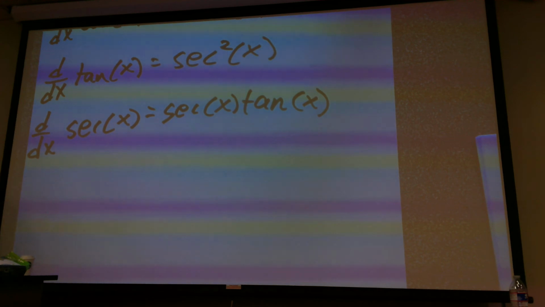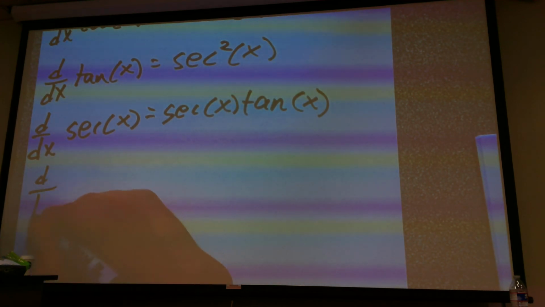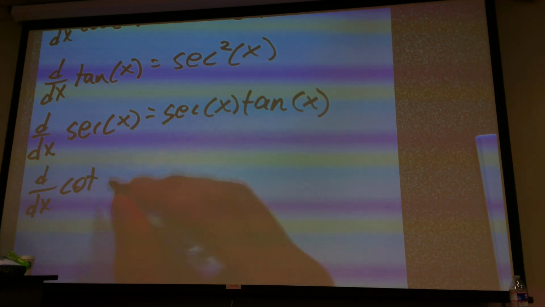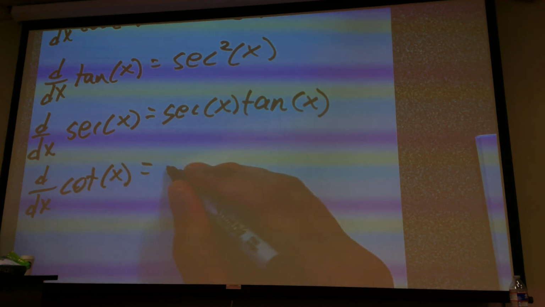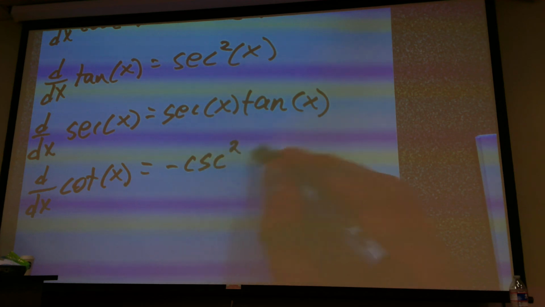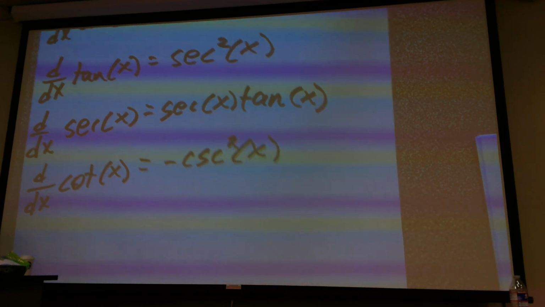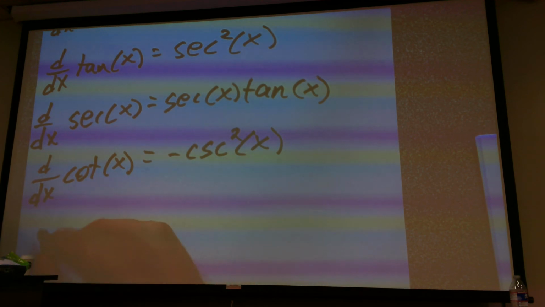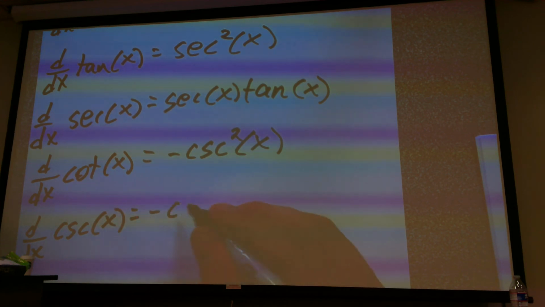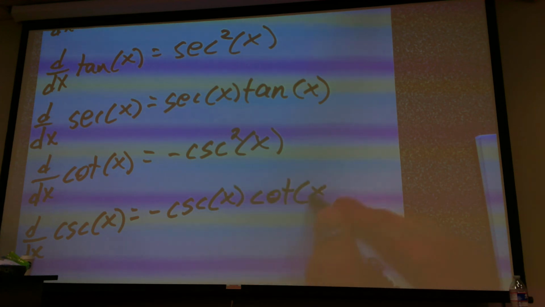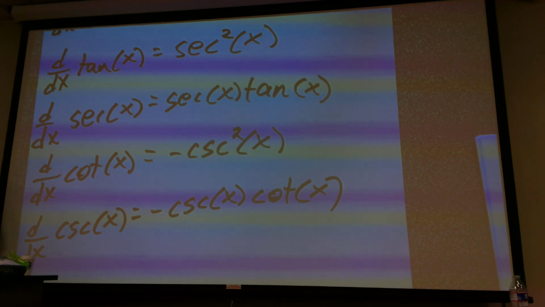So what I mean by the rules being the same: if I took the derivative with respect to x of cotangent of x, that's going to be negative cosecant squared of x. Okay. And if I took the derivative of cosecant of x, that would equal negative cosecant of x cotangent of x. Okay. So those are really the trig derivatives that you need to know.